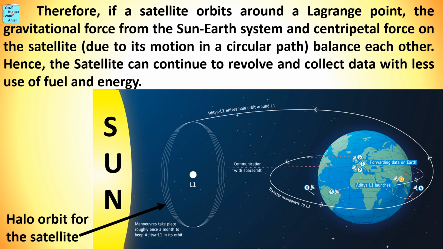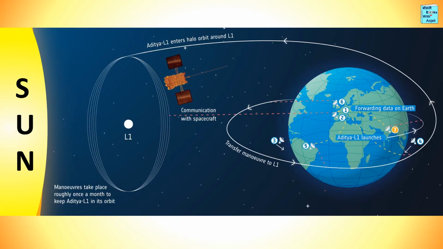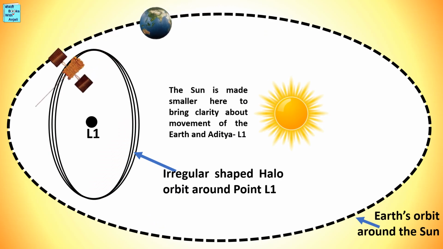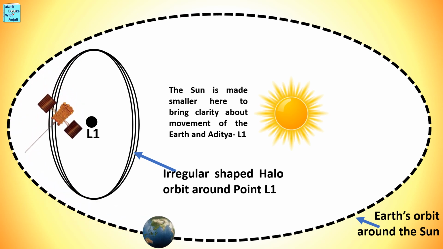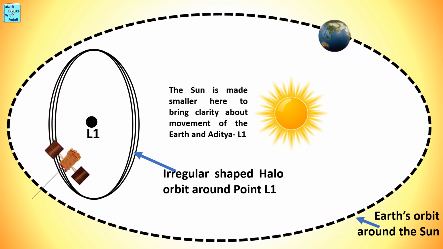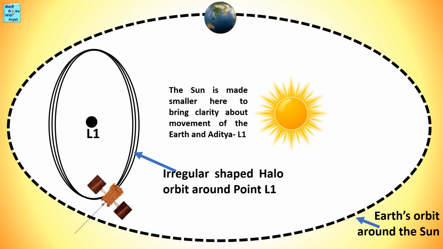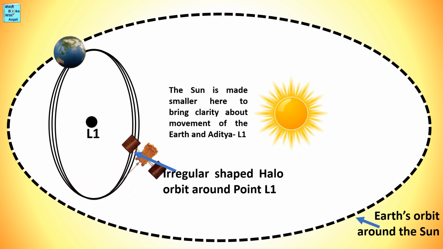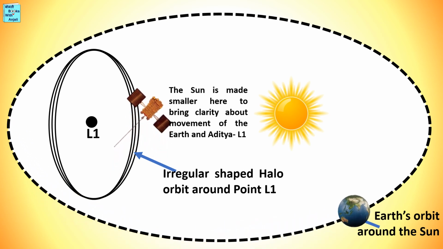In this diagram, halo orbit is shown around the point L1. In this picture, Sun-Earth system is shown. The Earth revolves around the Sun at the point L1. That is Lagrange point 1. The Aditya L1 satellite will orbit around L1. This picture shows the two-body system of Sun and Earth. The Earth orbits around the Sun. Aditya L1 will orbit around the Lagrange point L1 in the halo orbit. Halo orbit is irregular shaped.